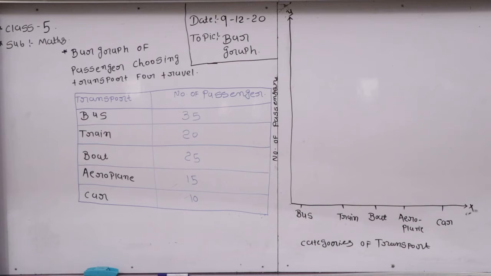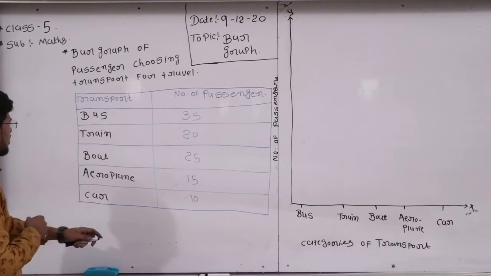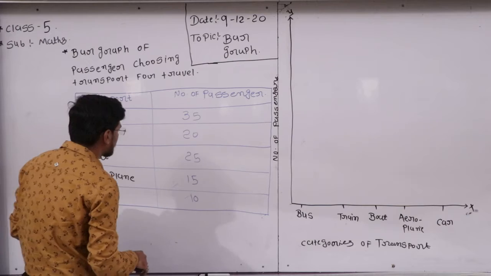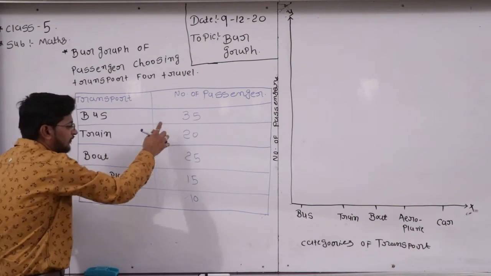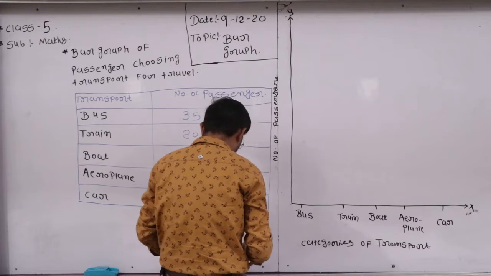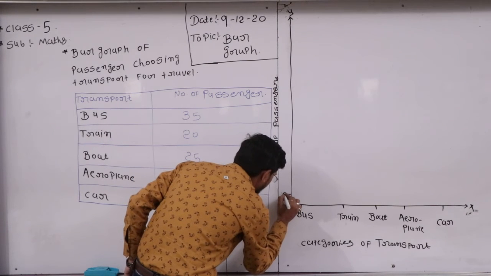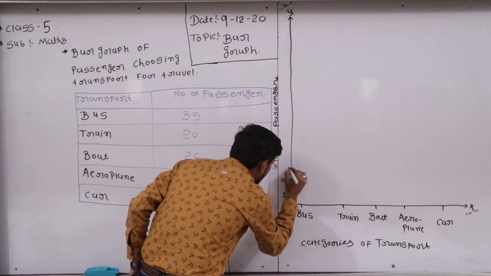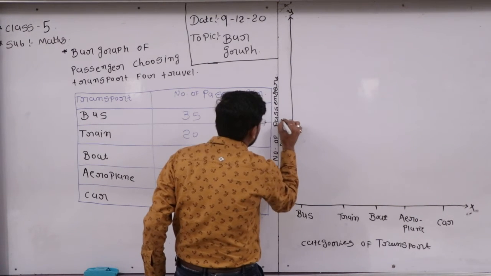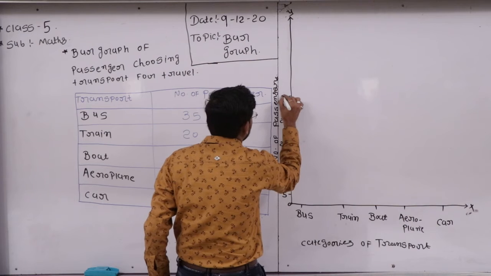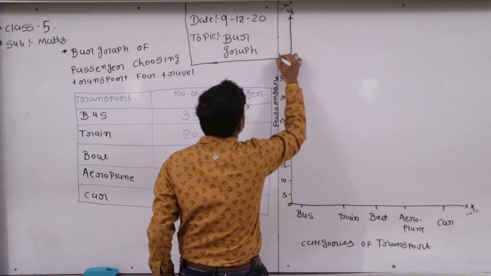Now we draw a bar graph of it. So now check our table. How many passengers take a bus to travel from one place to another place? It is 35. Here 0, 5, 10, 15, 20, 25, 30, 35 and 40.